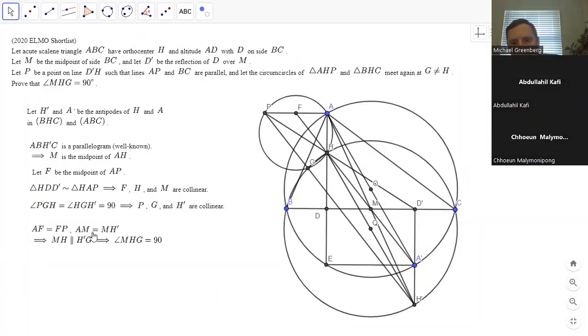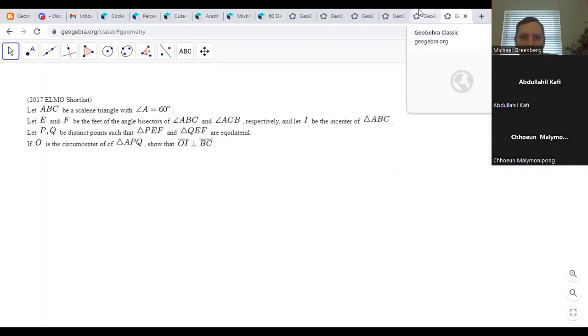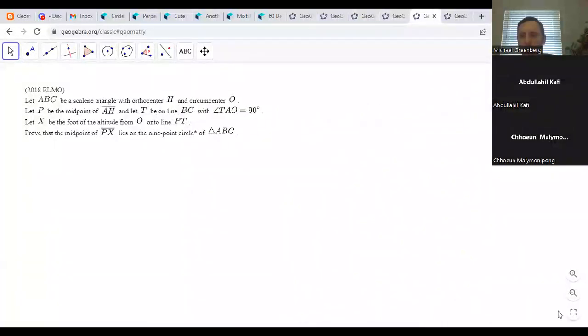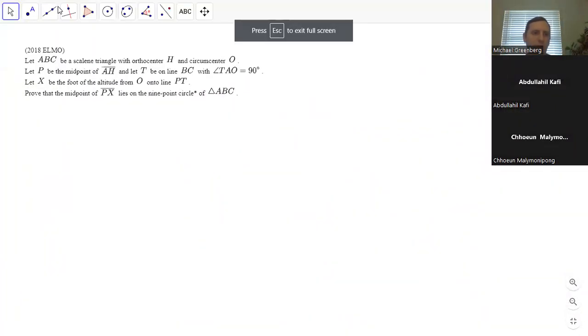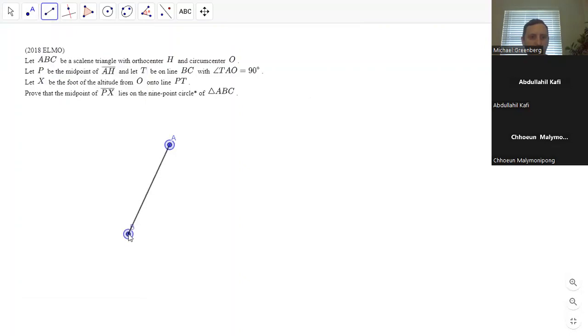So yeah, let's move on to the next one. So we have two of them. One involves like a 60-degree angle. Let's try this one. So we have triangle ABC. H is the orthocenter and O is the circumcenter.